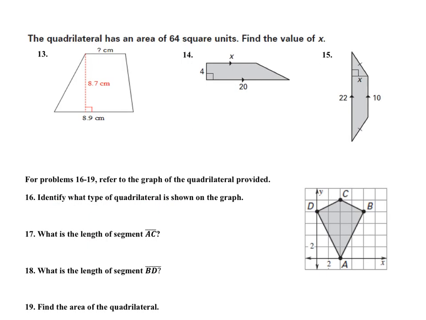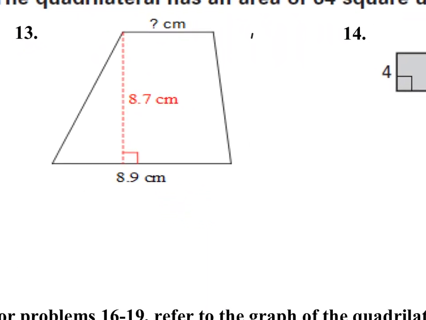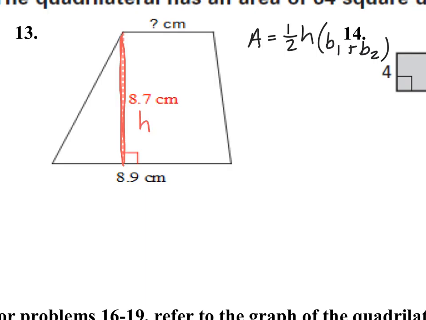Alright, let's flip to the back real quick. We'll do one more where we have to work backwards. So let's look at the trapezoid. Remember, the area of a trapezoid equals 1/2 the height times base 1 plus base 2. You can see right here, 8.7 centimeters is the line that's perpendicular with one of the bases. That is the height. You can see down here, 8.9 is one of our bases, so we'll call that base 1. And what we're missing is base 2.